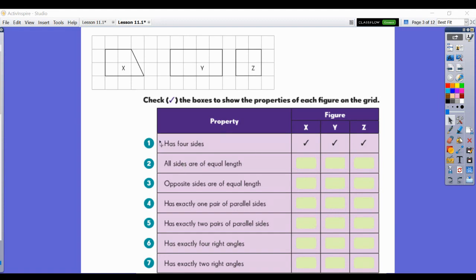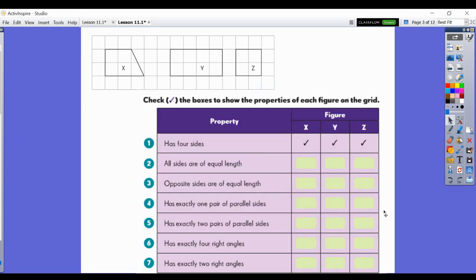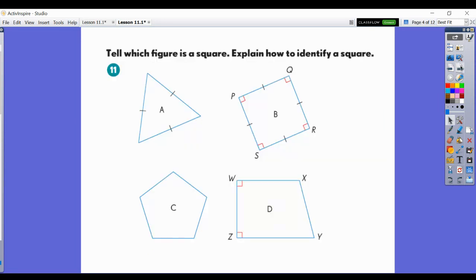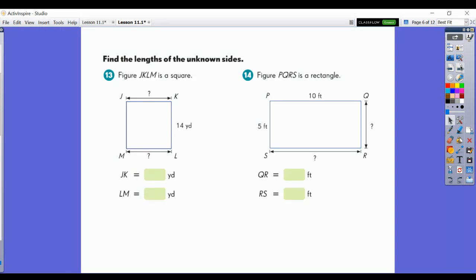So for example, the first one's already done for us. Does the figure have 4 sides? Figure X has 4 sides, so they place a check mark. So does figure Y as well as figure Z. After you complete 1 through 7, let me go down to the bottom, 8 through 10, which is also in your student book, page 131. Number 11, which is student book 132. And number 12, which is student book 132. And finally, 13, 14, which is student book 134.